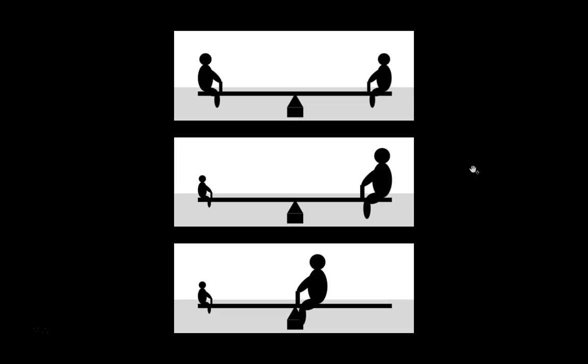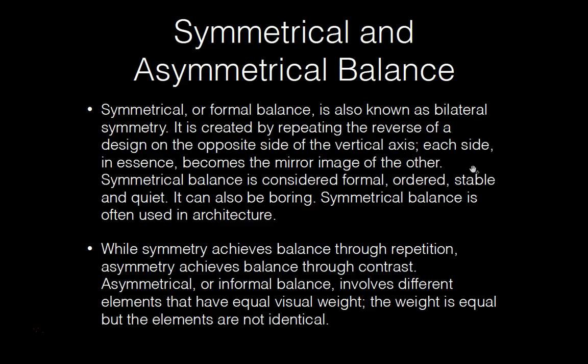So the top is an equal balance, and the bottom is asymmetrical. It's unbalanced. And the bottom one is balanced based on where everything is placed within the frame, but it's asymmetrical balance.